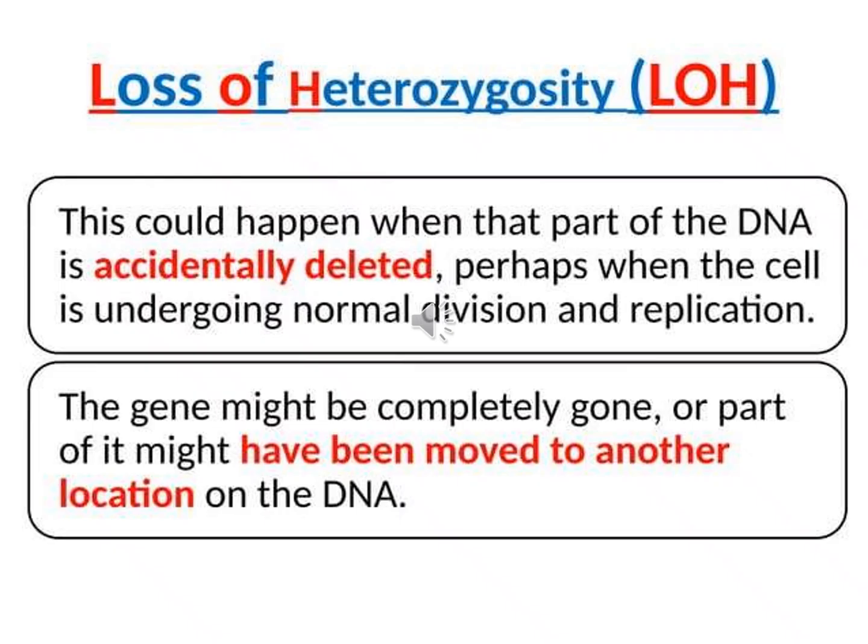And this LOH is a cross chromosomal event that results in loss of the entire gene and the surrounding chromosomal region. This could happen when a part of the DNA is accidentally deleted, perhaps when the cell is undergoing a normal division and replication. The gene might be completely gone, or a part of it might have been moved to another location of the DNA. And all diploid cells contain two copies of the genome, one from each parent, that is a chromosome pair.